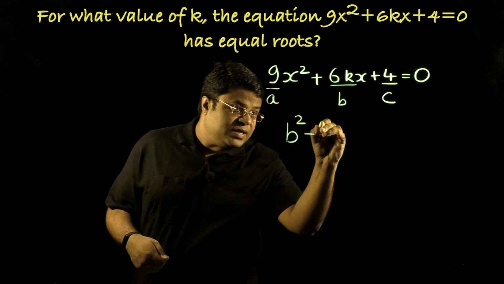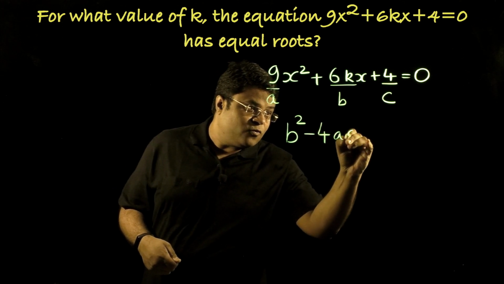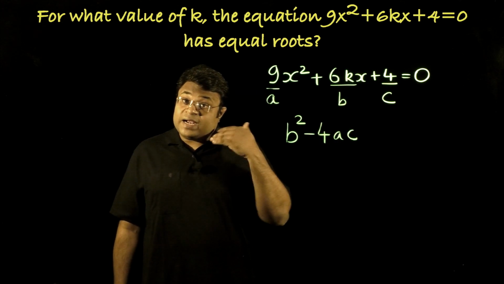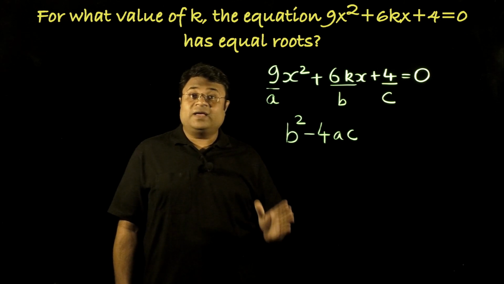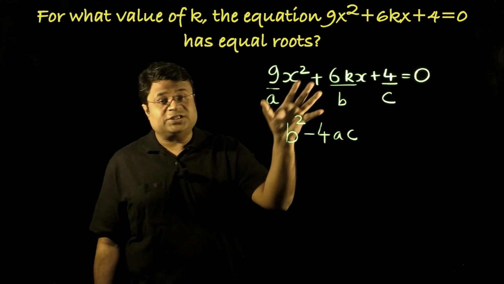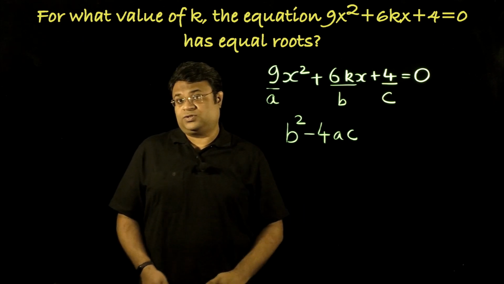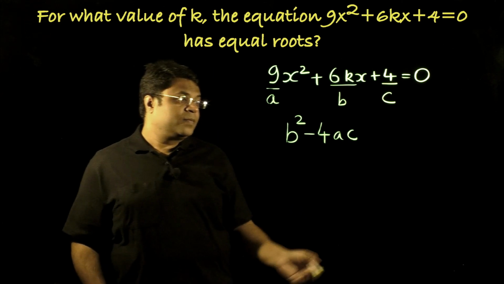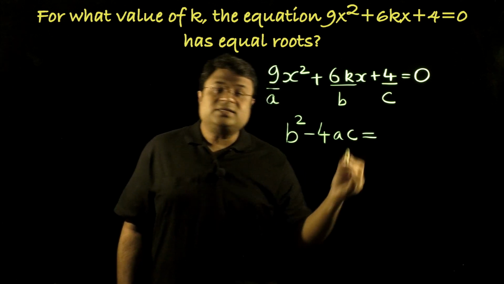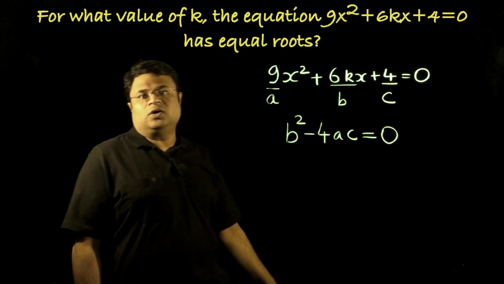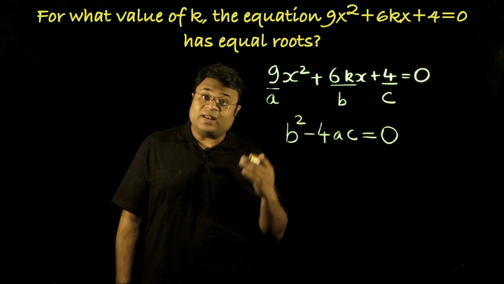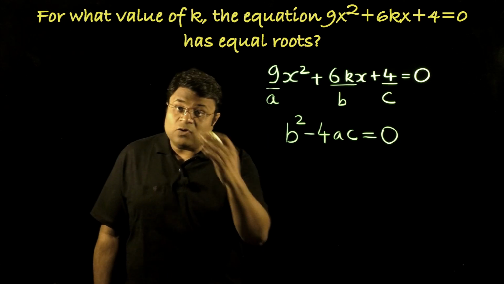For you to recollect, what is discriminant? That's nice. B square minus 4ac. Now what is the condition for the discriminant? That it should have equal roots. The equation should have equal roots. Think about it. The condition is the discriminant should be equal to 0. If it is equal to 0, we will have real and equal roots.